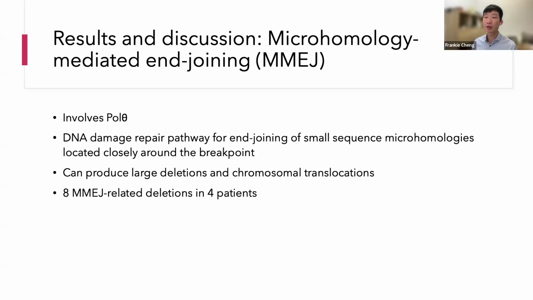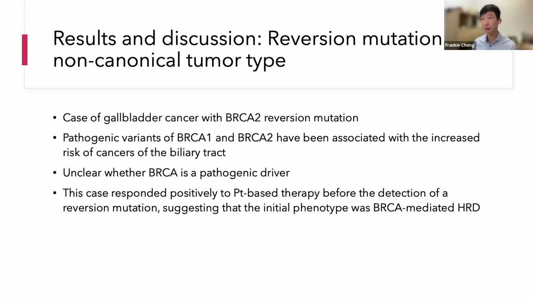It's a DNA damage repair pathway for end joining small sequence homologies closely related to the breakpoint, but it's not a very good mechanism for doing so. The authors observed 8 MMEJ-related deletions in 4 patients, so it can be a significant mechanism by which these reversion mutations arise.